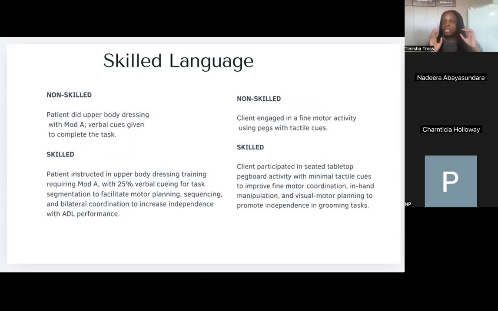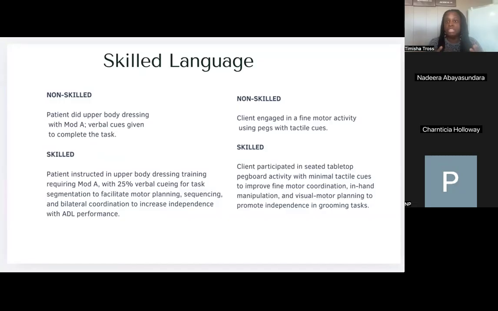So that was skilled terminology. Now we're going to talk about skilled language. Okay. So when it comes down to non-skilled language in your writing, you really don't want to write patient did upper body dressing with modest verbal cues given to complete the task. I know a lot of people might say that sounds okay, but you really want to make sure that you're including that medical context in your writing, which is going to be very, very helpful.